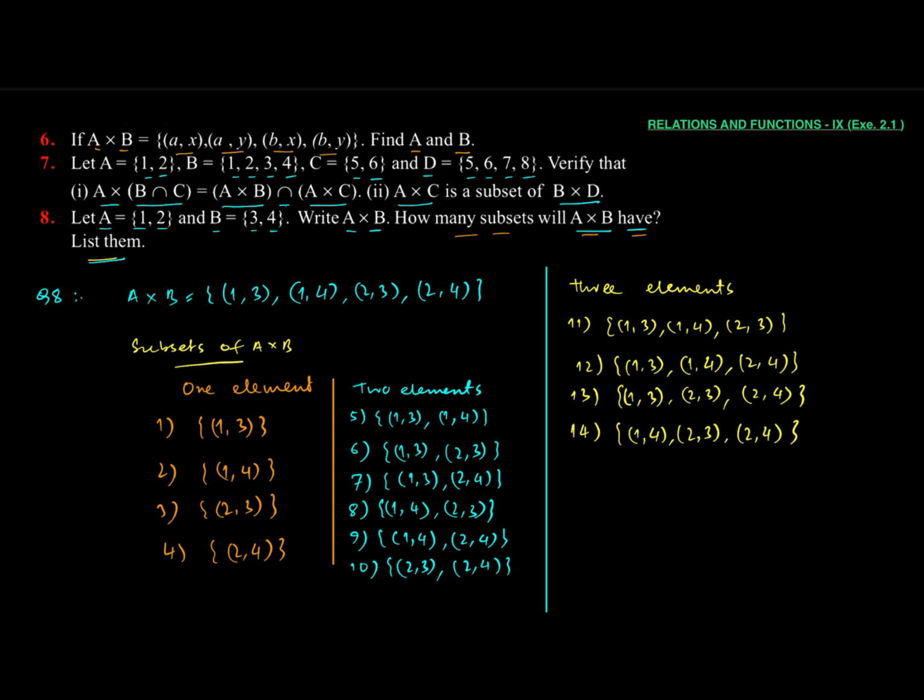And we know that each set is a subset of itself and an empty set is the subset of every set. So these will be our last two subsets. So the 15th one will be the set itself, that is 1 3 comma 1 4 comma 2 3 and 2 4. And the 16th subset will be an empty set.